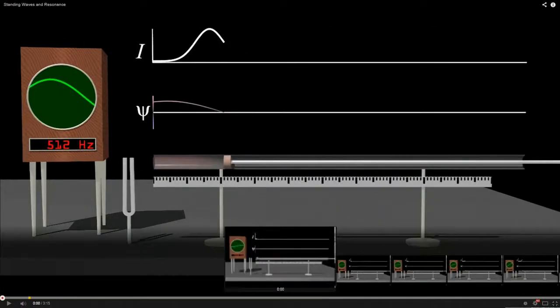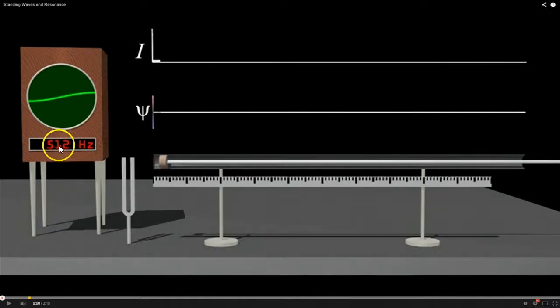Now initially, let's have a look. Initially we have a 512 Hz sound, and the length of the tube initially is zero. As I press play, the length of the tube will increase. Let's have a look. Now, what we're hearing is the 512 Hz sound. Now, let's see what happens as the length is increasing.